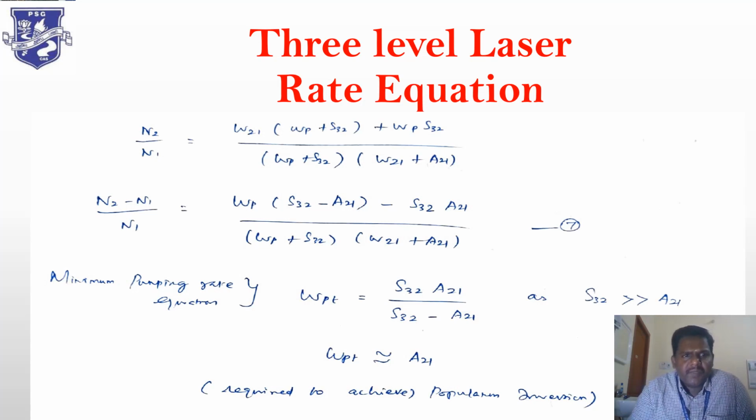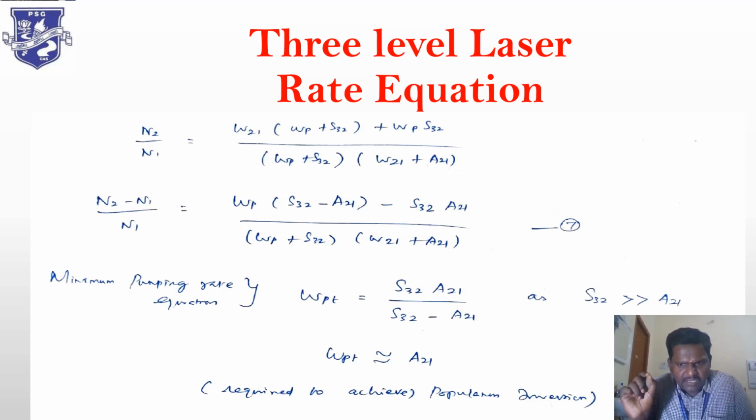Now we have the N2 by N1 formula. If you look here, the N2 by N1 has been arrived at, by taking the number of atoms available in the N2 state to the number of atoms available in the N1 state. These two states will help us to achieve population inversion.